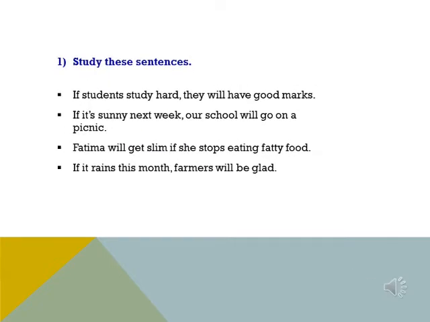Having finished with conditional type 0, now let's study these sentences. If students study hard, they will have good marks. If it's sunny next week, our school will go on a picnic. Fatima will get slim if she stops eating fatty food. And if it rains this month, farmers will be glad. Of course, they will be.